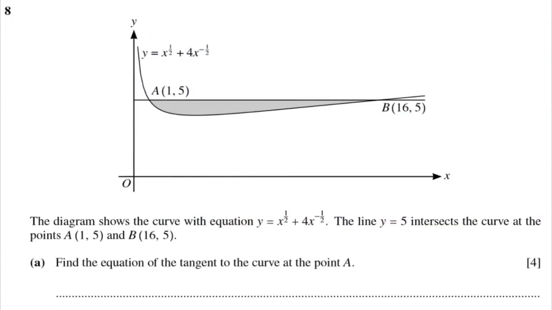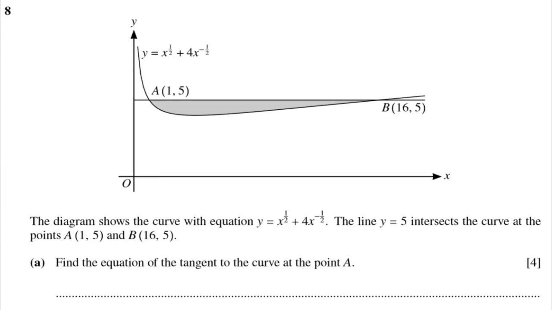All right, so we have a nice diagram here with a curve and a horizontal straight line. A and B points are indicated, and the equation of the curve is indicated. And they tell us all of this. The straight line is y equals 5. But we worked that out, hopefully, when we looked at the points A and B.